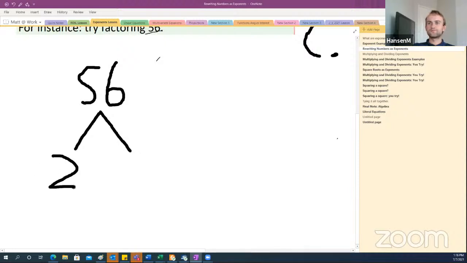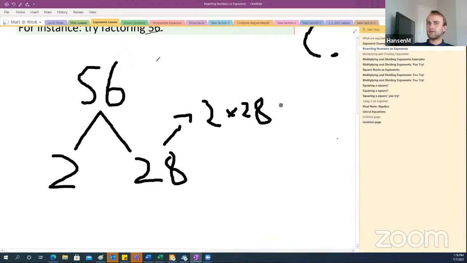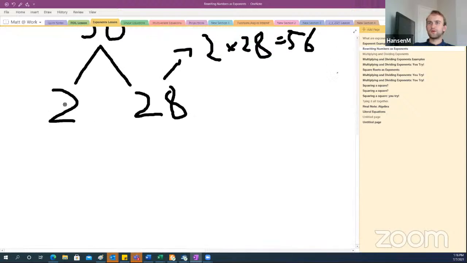We're going to have 2. And if you had 56 divided by 2, you would end up with what? 28. So just as a little aside there, 2 times 28 is 56. Now 2 is a prime number, so we can't factor it anymore. But we look over at 28 and we realize that we can still factor that a little bit.